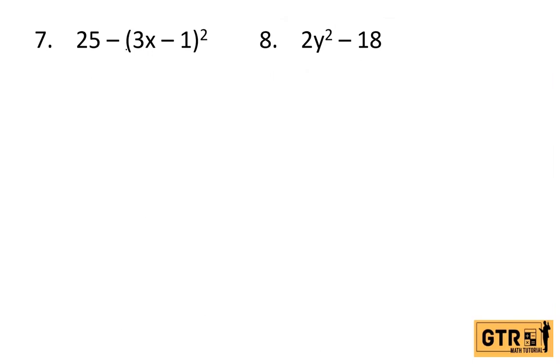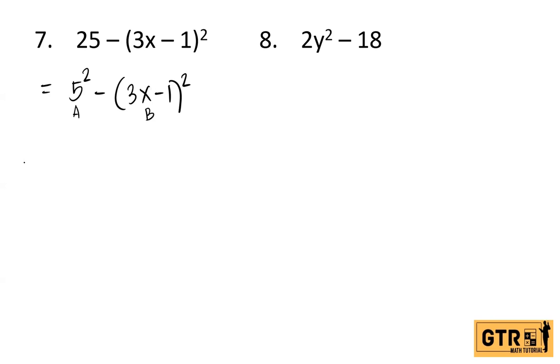So parehas din ito nung kanina. Yung 25, i-express natin ang 25 as exponent na 2. So 25, so pwede yung isulat as 5 squared. And then minus (3x minus 1) squared. So parang mangyayari, ito yung A. Yan, ang A natin yung 5. Ito naman yung magiging B natin, yung 3x minus 1.